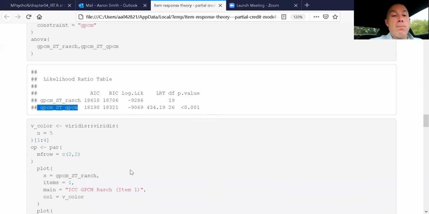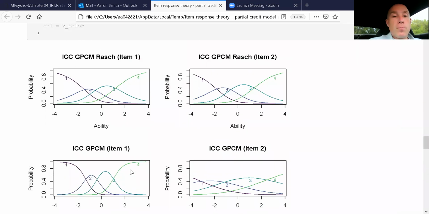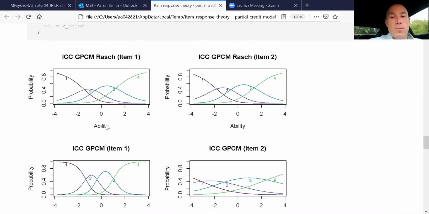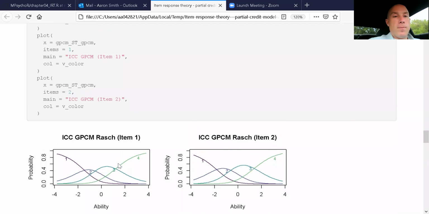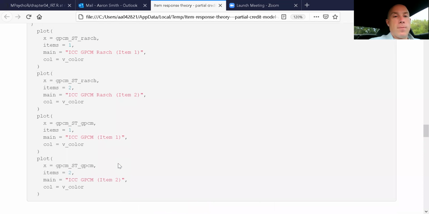All right, so now let's go ahead and plot these together so we can get a feel for what's the difference. Okay, so here is item 1 for the Rasch model. We're just going to look at item 1, item 2. And we can see that these are very similar curves over here. But there's a lot more flexibility down here. And here's how I'm getting the code to make the plots.